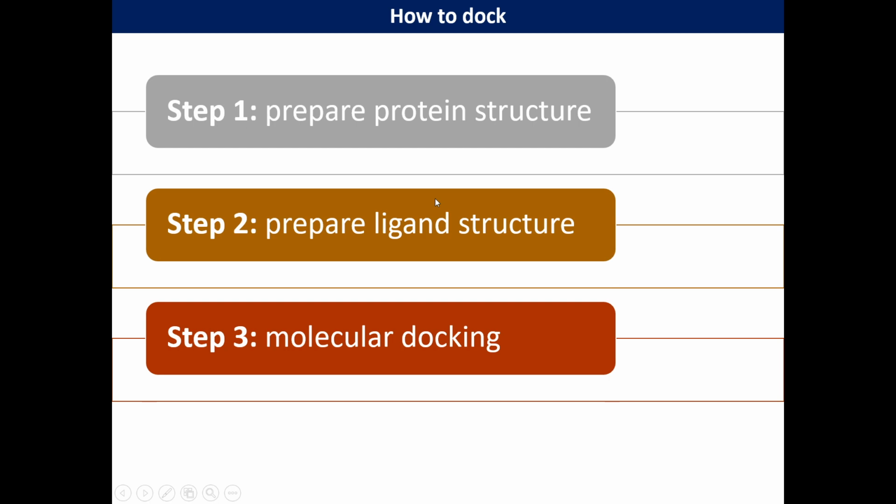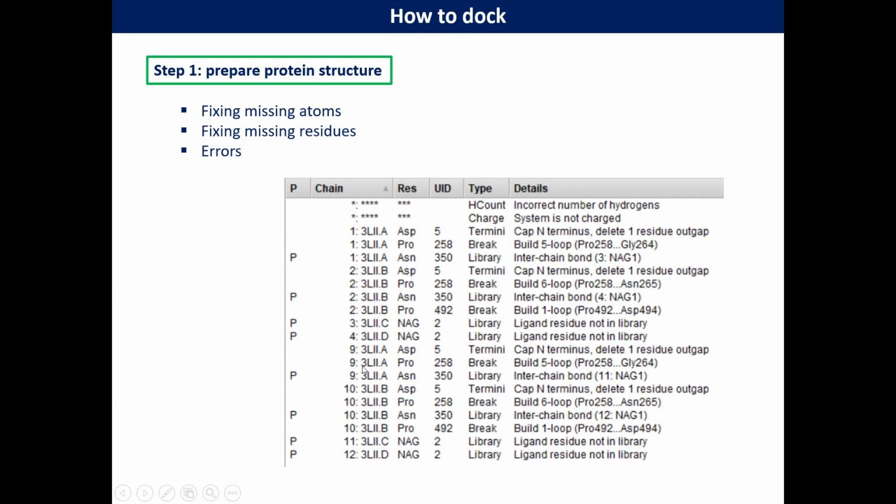This is the outline of how to dock. Step 1, you need to prepare the protein structure. Step 2 is preparing the ligand structure, and step 3 is molecular docking. Step 1 is how to prepare the protein structure, because after you download it from the RCSB database, your protein has some problems. For example, missing atoms, missing residues, incorrect number of hydrogens, or the system is not charged, things like that. So you need to use the MOE software to fix the protein structure before docking.